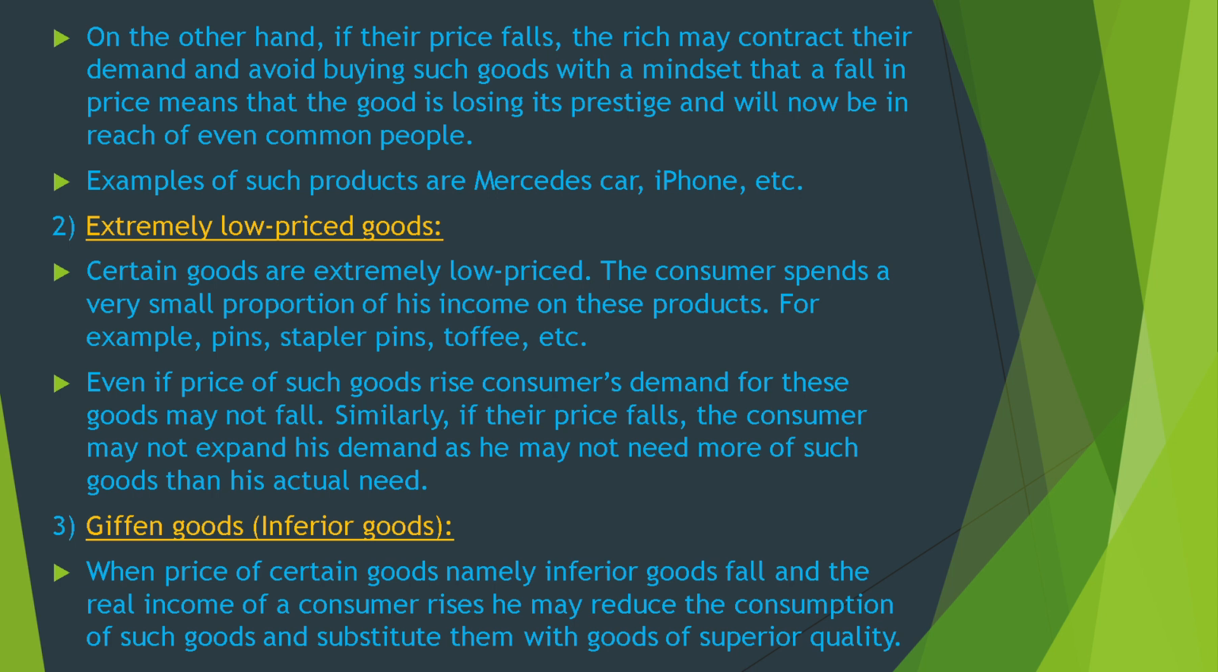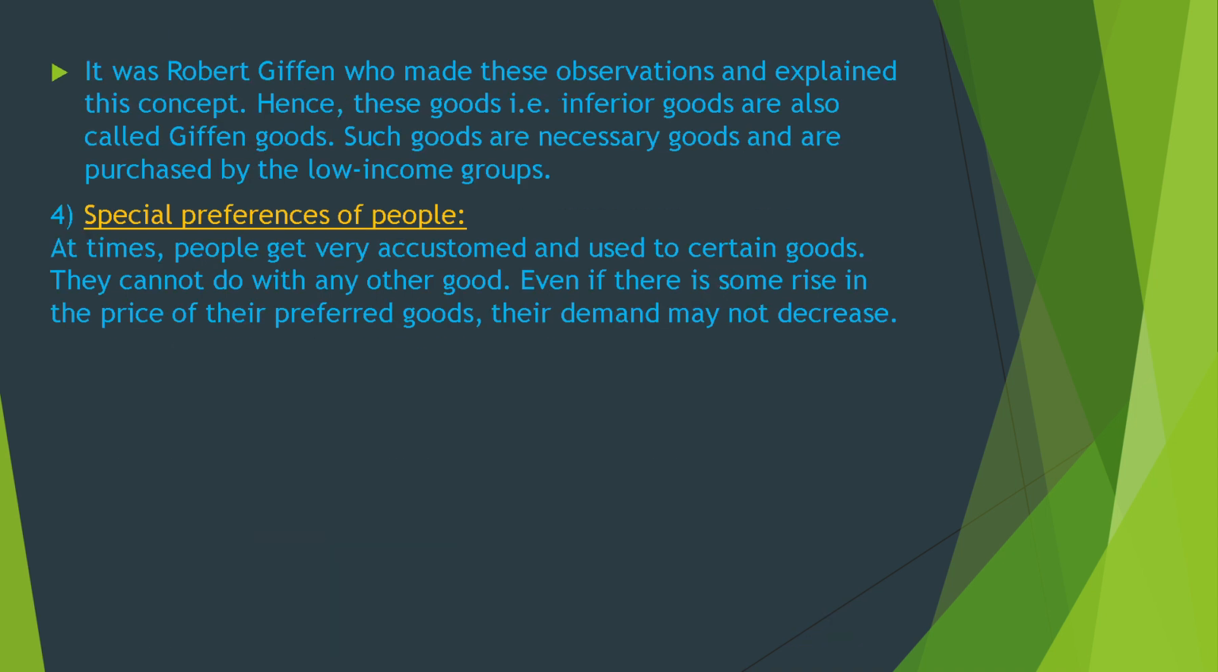Giffen goods, or inferior goods. When the price of certain goods, namely inferior goods, falls and the real income of a consumer rises, he may reduce the consumption of such goods and substitute them with goods of superior quality. It was Robert Giffen who made this observation and explained this concept. Hence, these inferior goods are also called Giffen goods. Such goods are necessary goods and are purchased by low income groups.